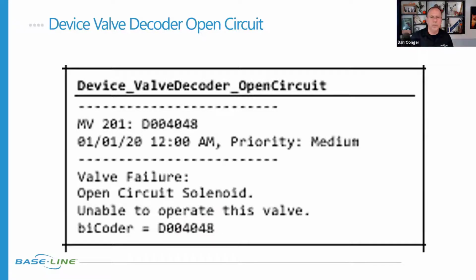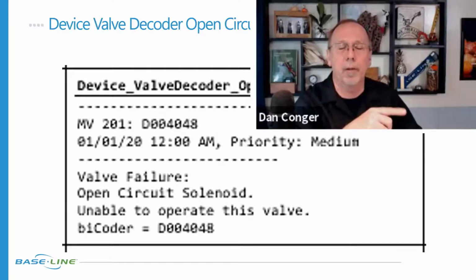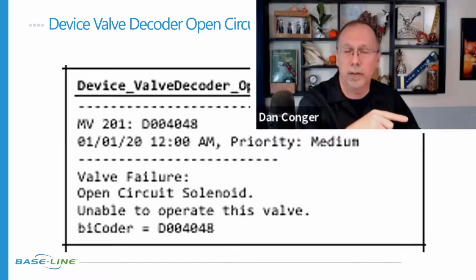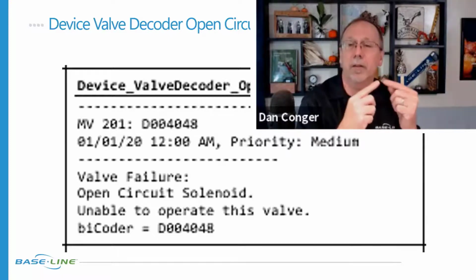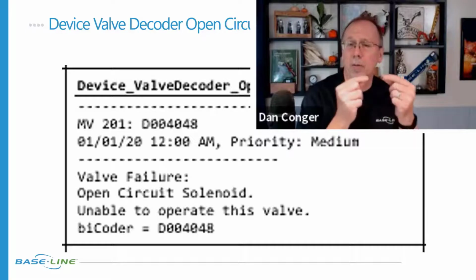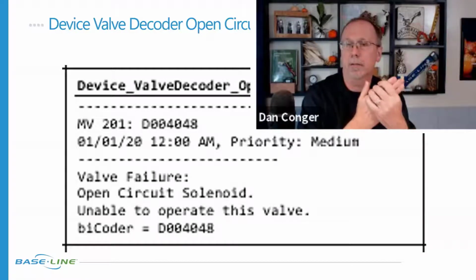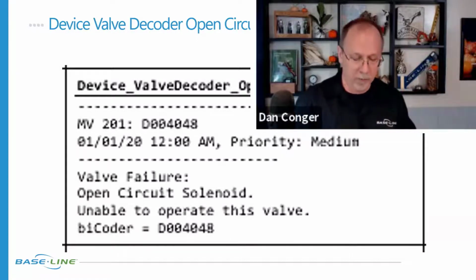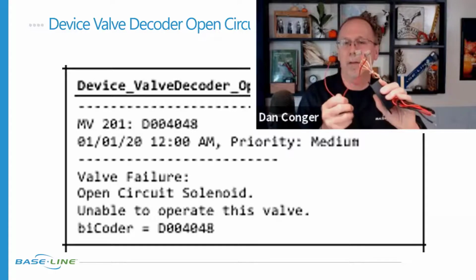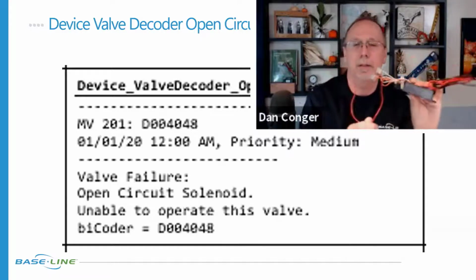Right. So here's the description: open circuit solenoid, unable to operate this valve, and the bicoder number. As an irrigation tech, before I worked with Baseline, I found this is way more common than a short, because the splice has failed, the solenoid is actually broken, the wires are no longer touching. For a short circuit, we need to be short circuiting and closing a lot more. So this is way more common. In this case the wire is disconnected, right? So that's exactly what this is.